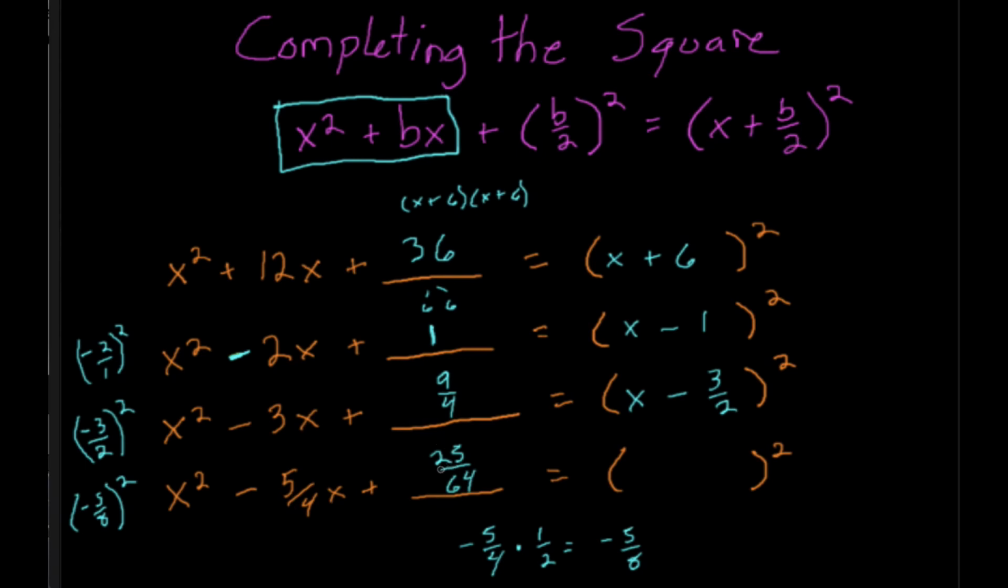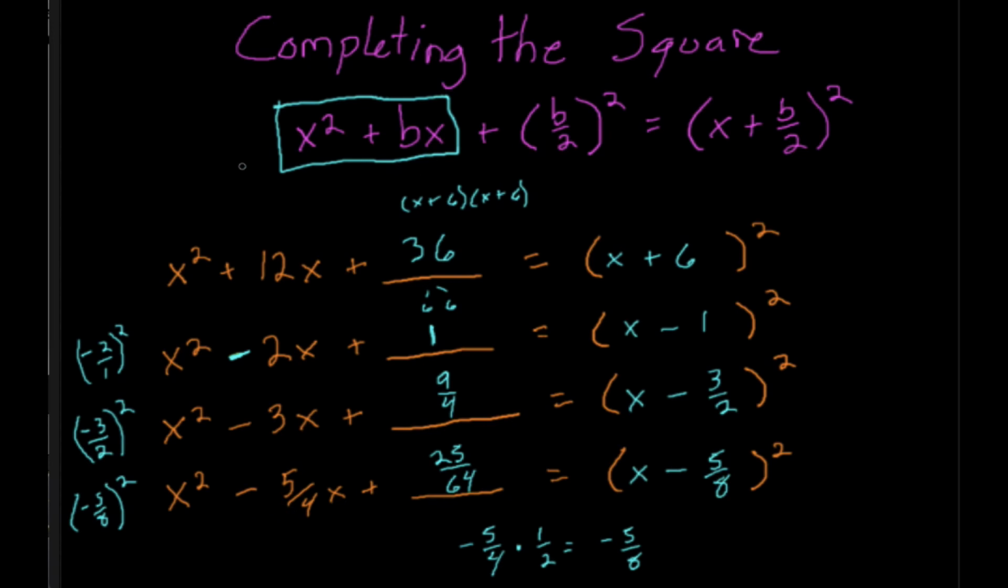Now, what did we square to get 25 over 64? Or what is the value of b over 2? That's why I wrote it like this. We've got negative 5/8 is what we squared to get 25 over 64. So negative 5 over 8 is just our b, negative 5/4, divided by 2. So where that's going to go in the factorization, x minus 5/8, and there we go. We've successfully factored this perfect square trinomial.